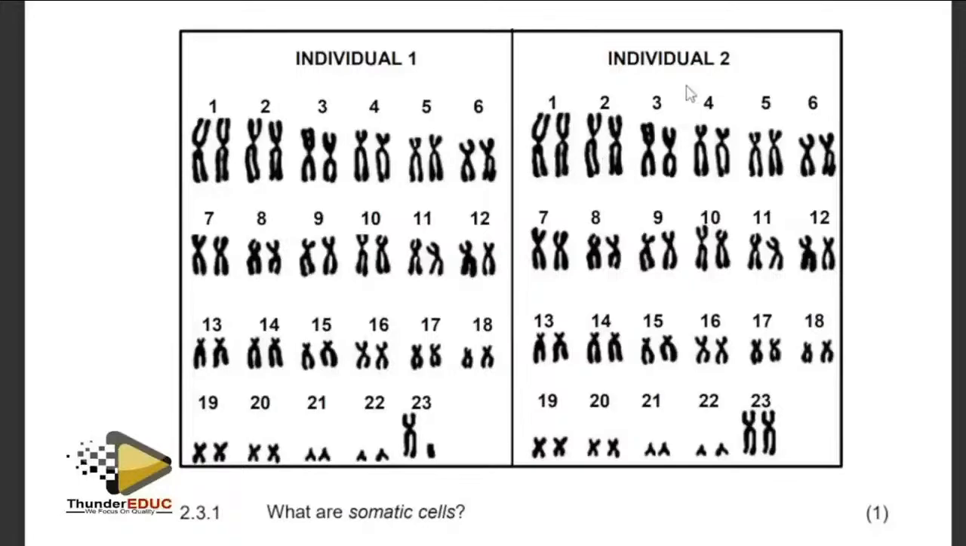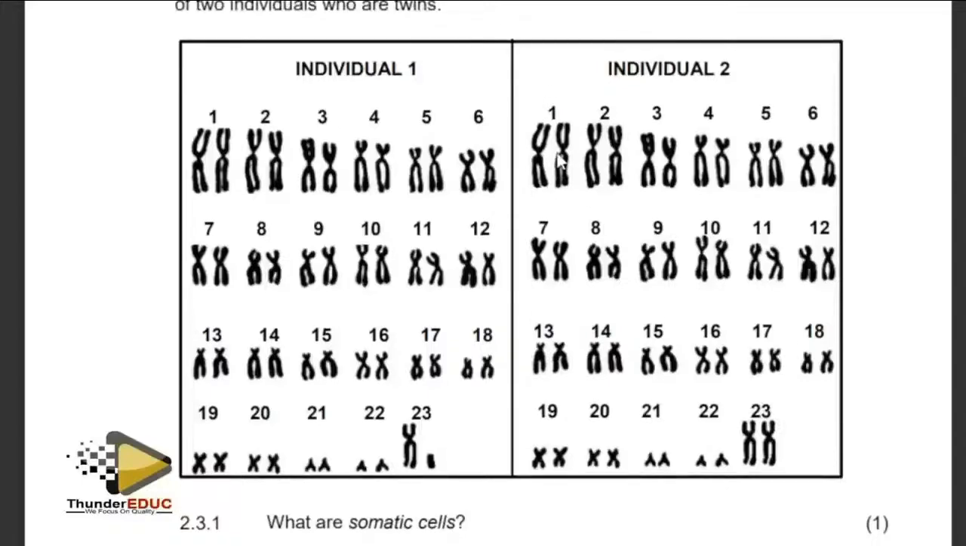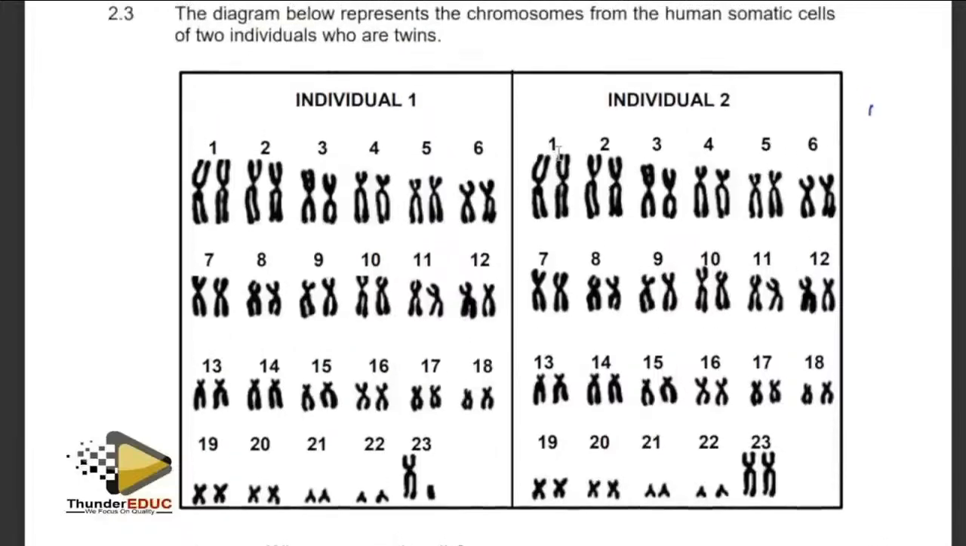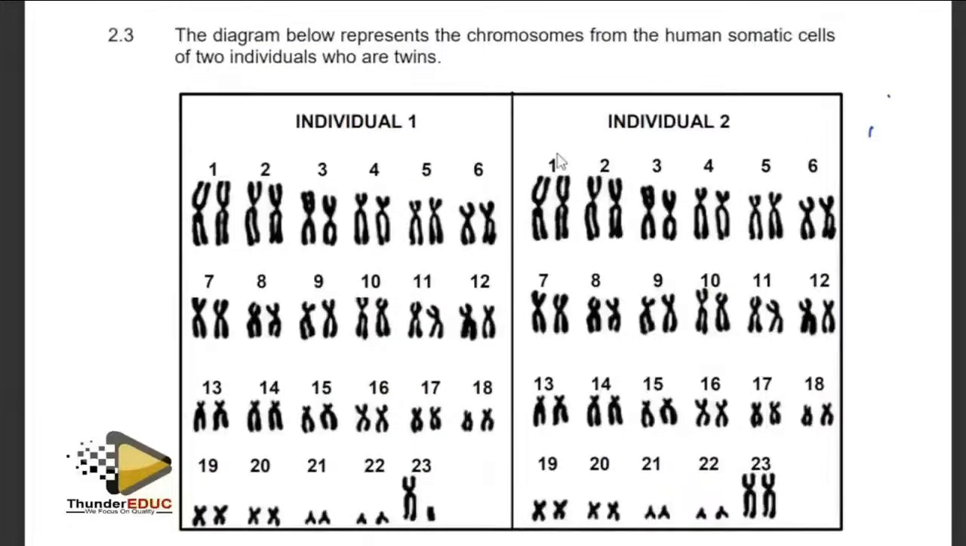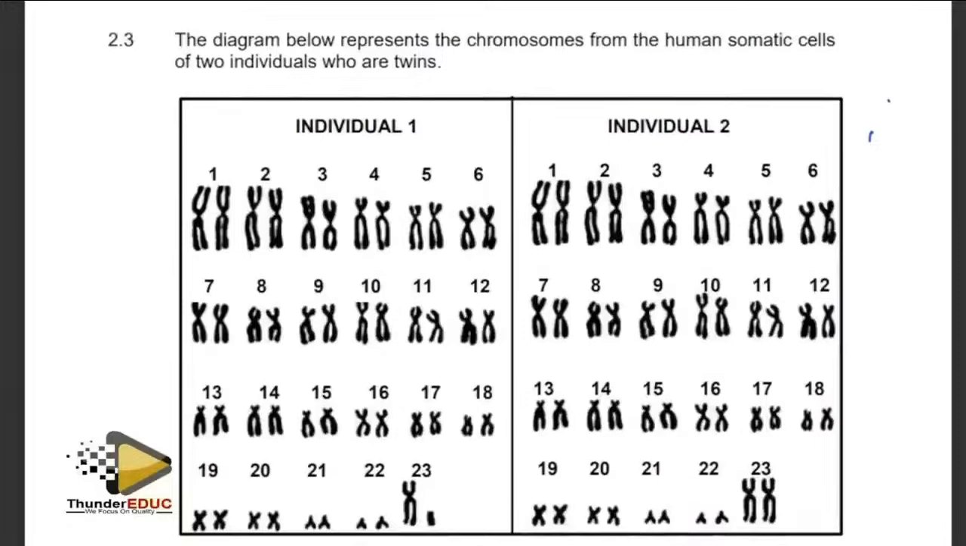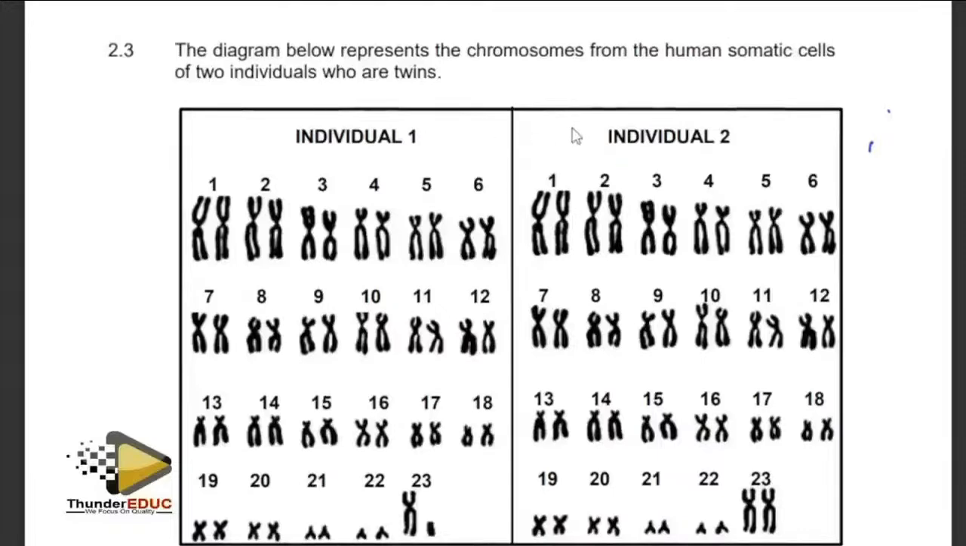is individuals are made up of 46 chromosomes or 23 pairs of chromosomes. Yes? You are mentioning that 46 is a mark.